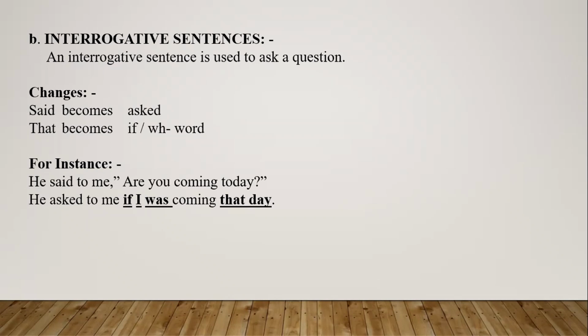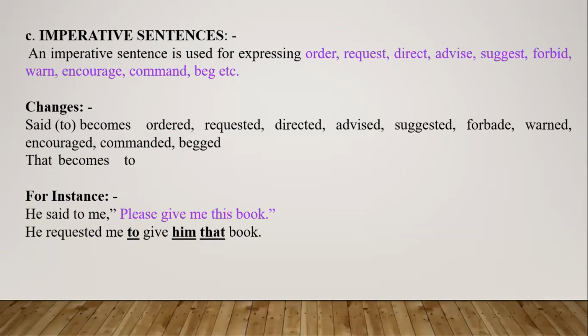Now let's move towards number three. Number three kind of sentence is called an imperative sentence. An imperative sentence is used for expressing order, request, direct, advise, suggest, forbid, warn, encourage, command, beg, etc. Obviously the sentence is different from the previous one, so there are different changes. Said to becomes ordered, requested, directed, advised, suggested, forbade, warned, encouraged, commanded, begged, and that becomes to. We cannot use any if or that over here. We have to use to over here.